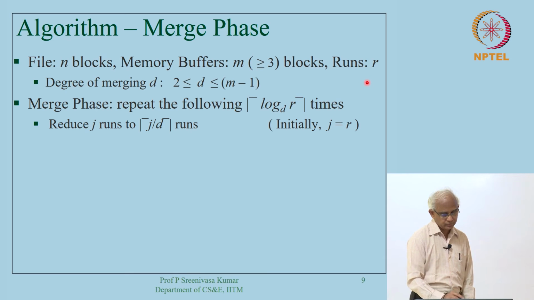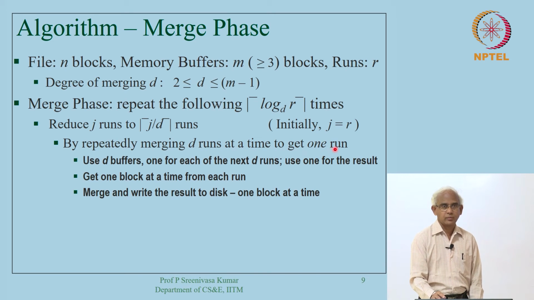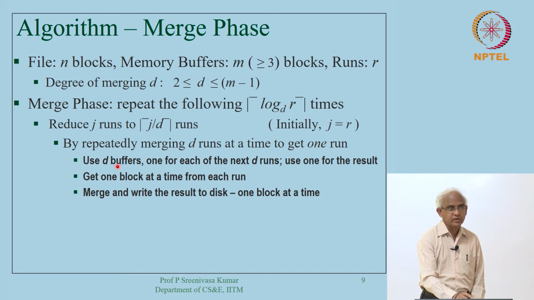How do we do this? How do we do this j runs into j by d runs? That is our usual merging actually. So, by repeatedly merging these d runs at a time to get one run. So, how do we do it? Use d buffers. That is why d is at most m minus 1. Use d buffers, one for each of these d runs that we are talking about, and use the other buffer for the result.